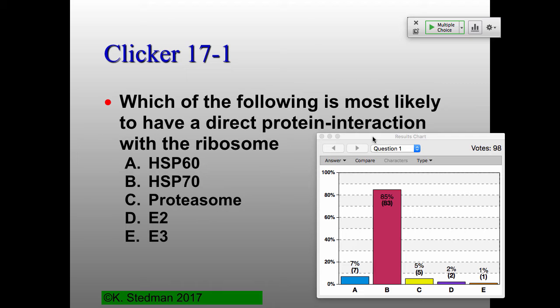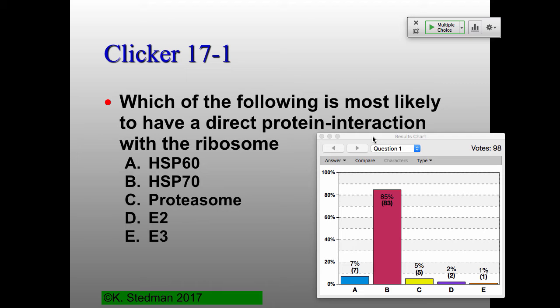Why not HSP60, E2, E3, or the proteasome? Because these are things that are happening after you've had production of that molten globule. So particularly the proteasome is degrading unfolded proteins, and the protein hasn't had a chance to fold yet. That would be a really bad idea. If you're ubiquitinating something right as it's being made, also probably a bad idea.